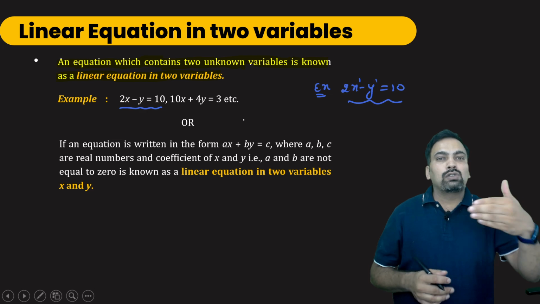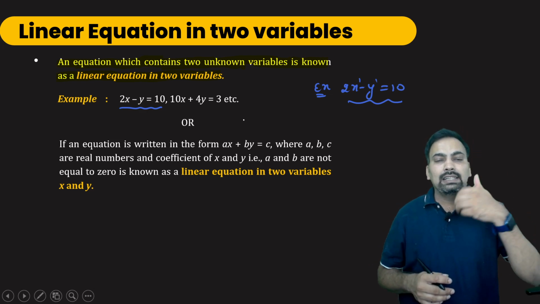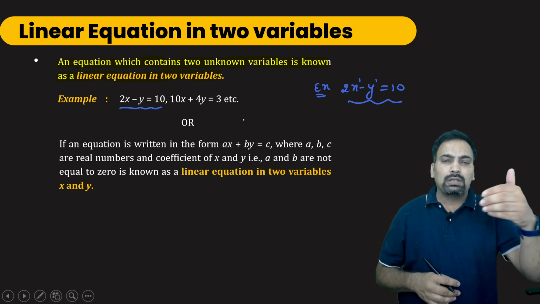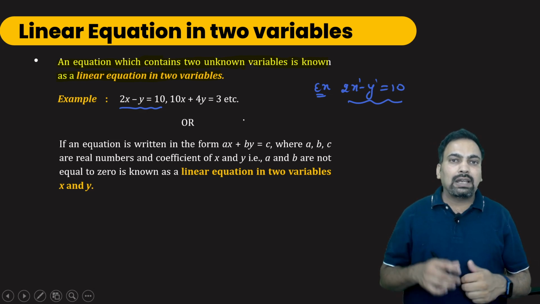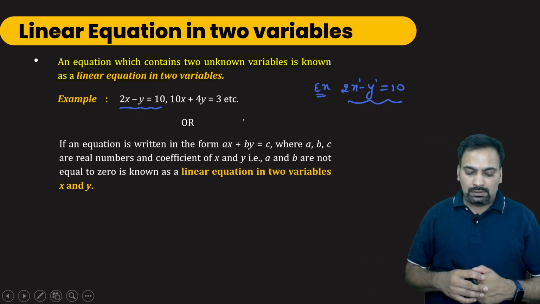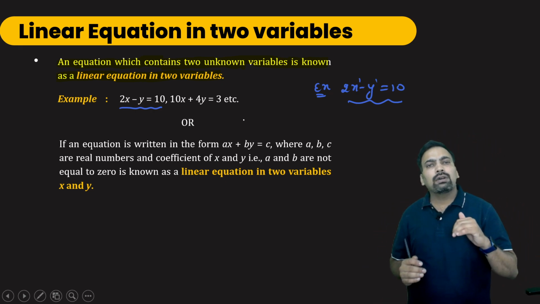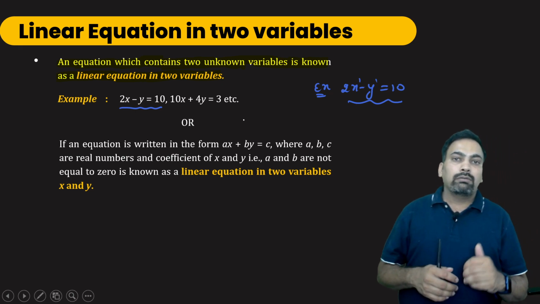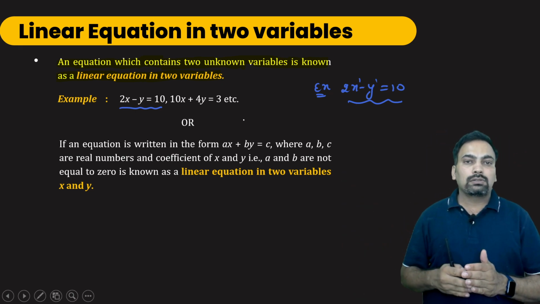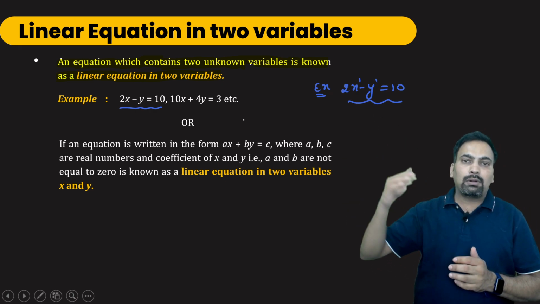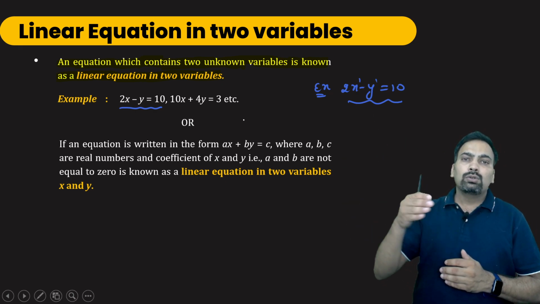If the degree is 2, it is quadratic. If the degree is 3, it is cubic. If the degree is 4, biquadratic. And so on. So in this chapter we are limited to only linear equations. When we go to further chapters, then we will learn about the quadratic equation also, whose degree is 2.